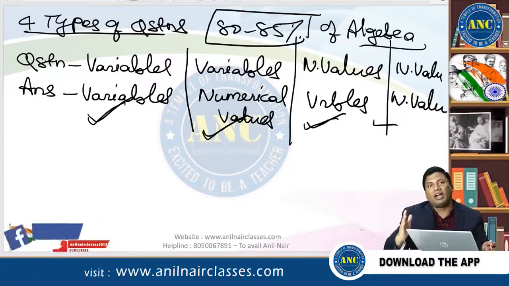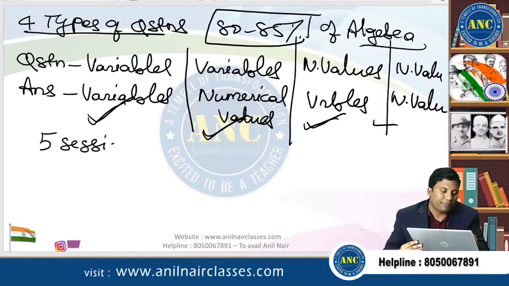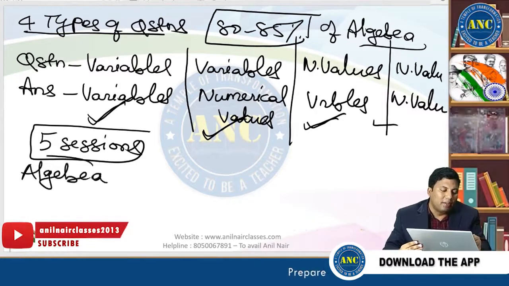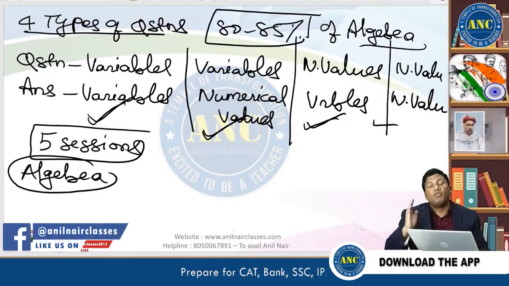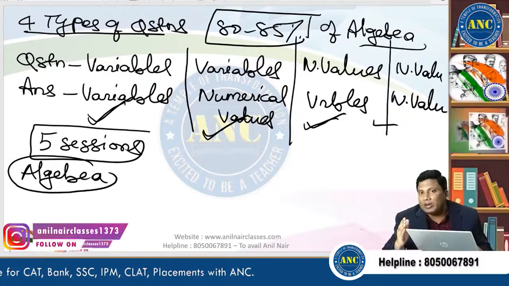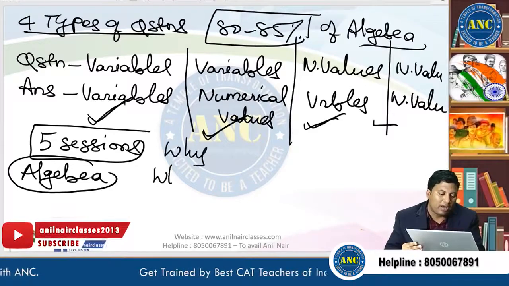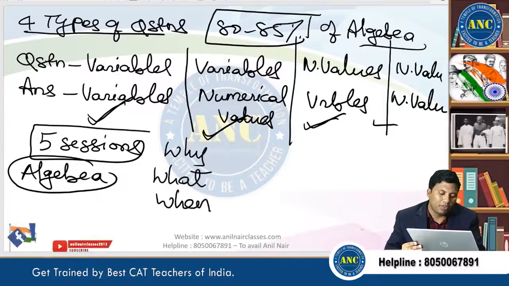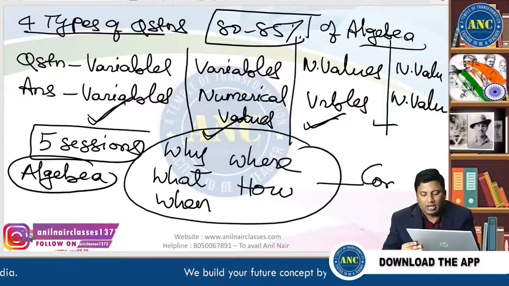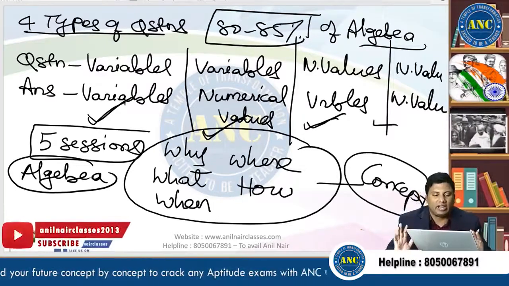Once I complete algebra session 1, session 2, in total I plan to take 5 sessions on algebra. By the end of 5 sessions, many students will be able to understand which method to use, when to use which method, where to use which method, and why that method does not work on that set of problems. Complete why, what, when, where and how the concepts are applied. All the WH questions related to algebra will be solved in detail. I hope it is clear. These are the kind of questions.